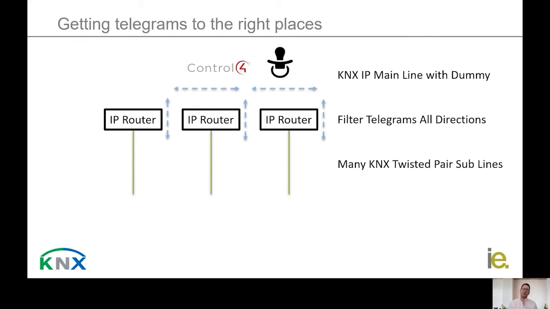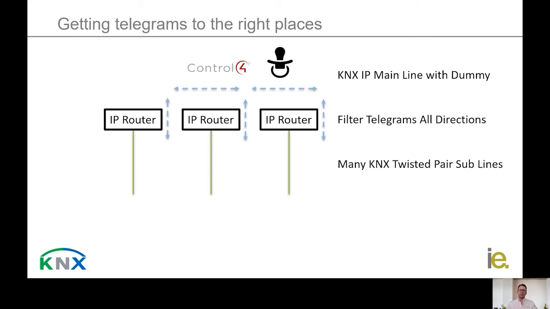So where we have this kind of situation, we either require to enter manual filter table entries for each IP router. That could be quite time consuming if you had a lot of lines and a lot of group addresses. Or we can make use of a dummy device. So a dummy device here gets added to an ETS project, and it represents a KNX, generally a KNX server, which itself is not configured within ETS.